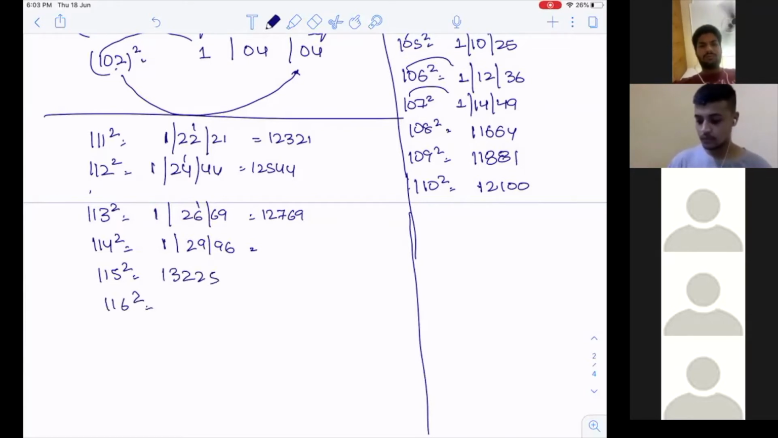Next, 116 square. Rohan. You're supposed to speak. I cannot hear you. Or just type your message if your connection's poor. I'm not able to hear you. No, I cannot. 116 square. Quickly.